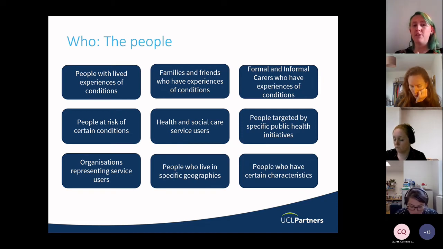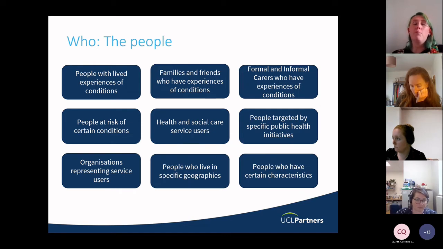It could be thinking about engaging with people who are targeted by specific public health initiatives. So if you think about recently, there's obviously been a lot of the COVID community buses. That's a specific public health initiative. So it could be working with communities like that.